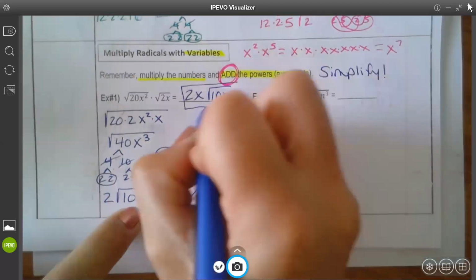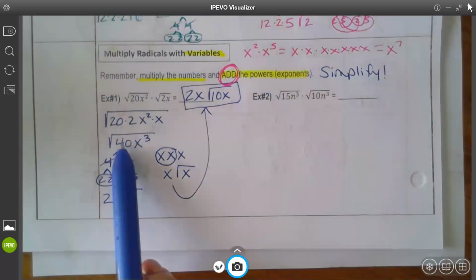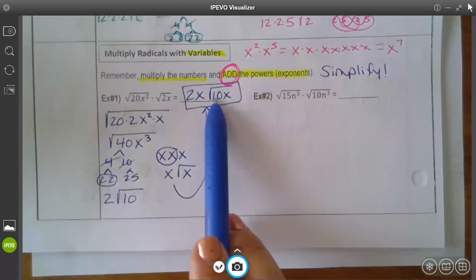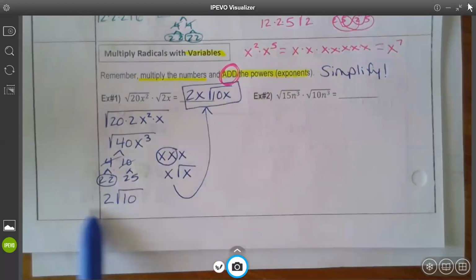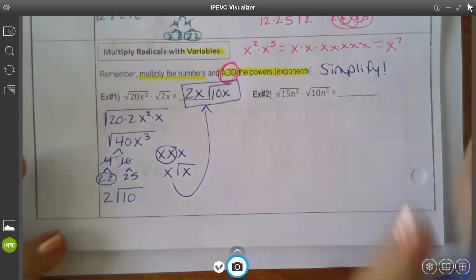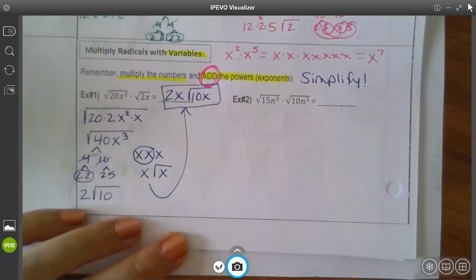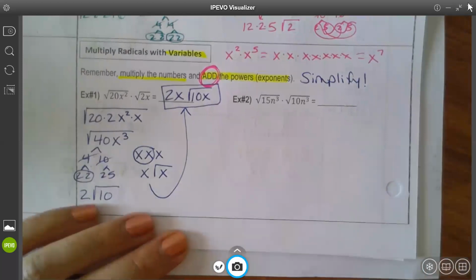Bad thing about these problems is that you cannot check them on your calculator. You can check that square root of 40 is 2 square root 10. So you can check this number here, but you cannot check it with variables in your answers. You can only check a numerical answer. That means an answer with numbers on the calculator.